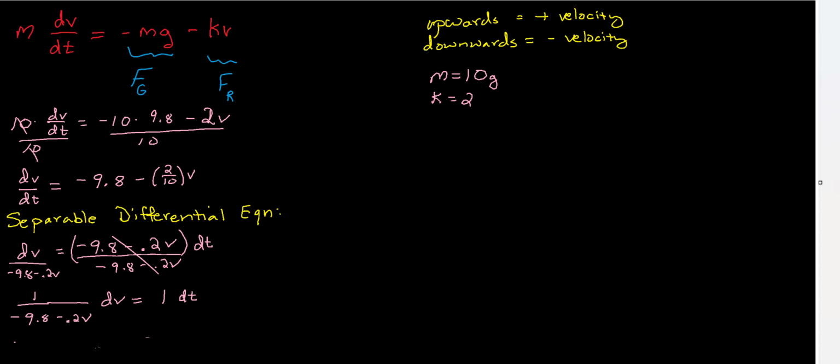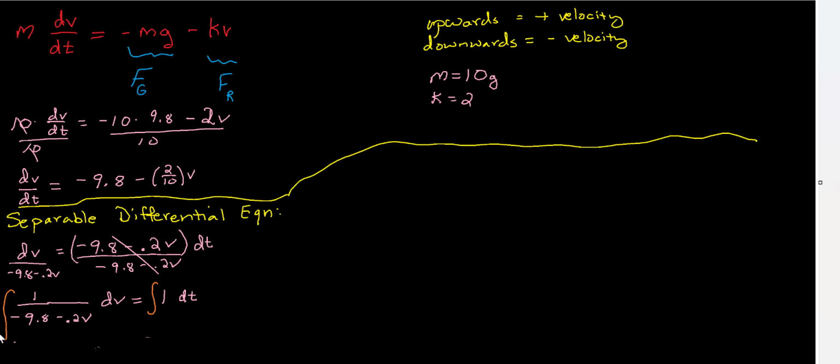Now, we're ready to just integrate both sides. So I'm just going to integrate the left, and I'm going to integrate the right. So let's make a little bit of space here. I'll come on over to the side here. So integrating this, I've got the integral of 1 over negative 9.8 minus 0.2v dv, and that's going to require a u substitution. So I've got u equals negative 9.8 minus 0.2v. Differentiating, I get du/dv equals negative 0.2.